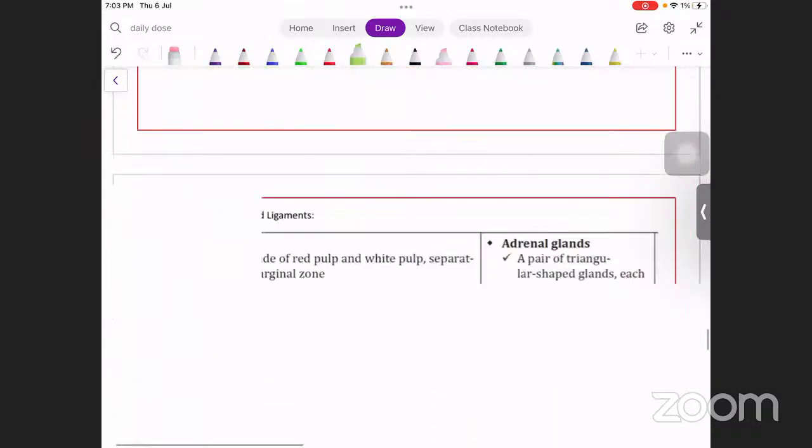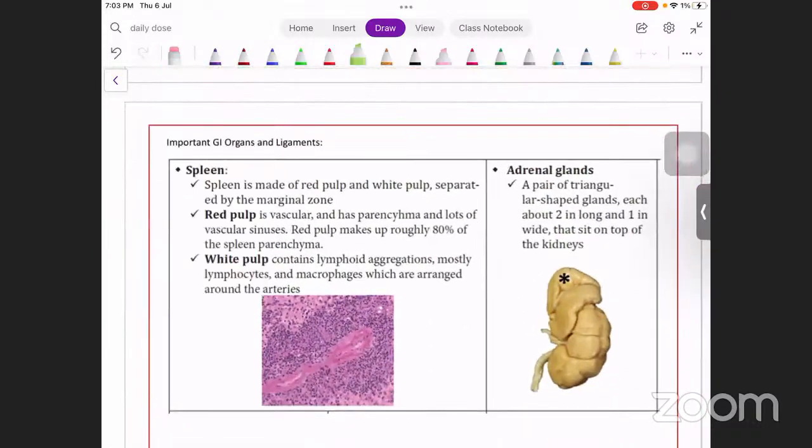Now we have the important GI organs and the ligaments. The spleen is made up of red pulp and white pulp; the red pulp is vascular, and the white pulp contains lymphoid aggregations. Then you have the adrenal gland, a pair of triangular-shaped glands, each 2 inches long and 1 inch wide, which sit on top of the kidneys. The adrenal gland contains the adrenal cortex and medulla. The three layers of the adrenal cortex are zona glomerulosa, fasciculata, and reticularis, which secrete mineralocorticoids, glucocorticoids, and sex hormones.